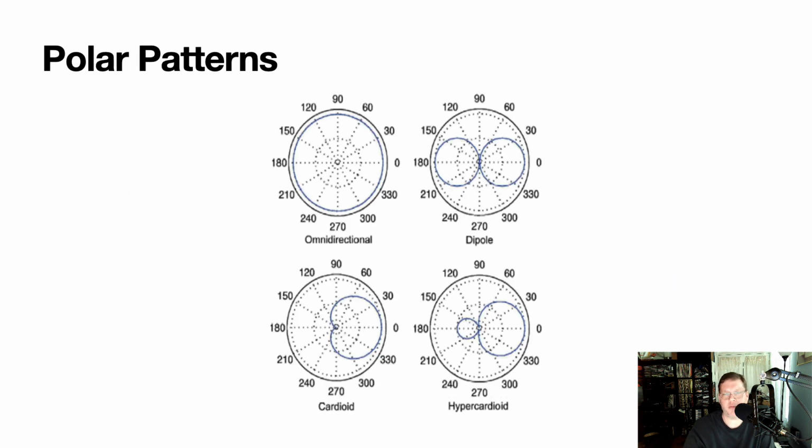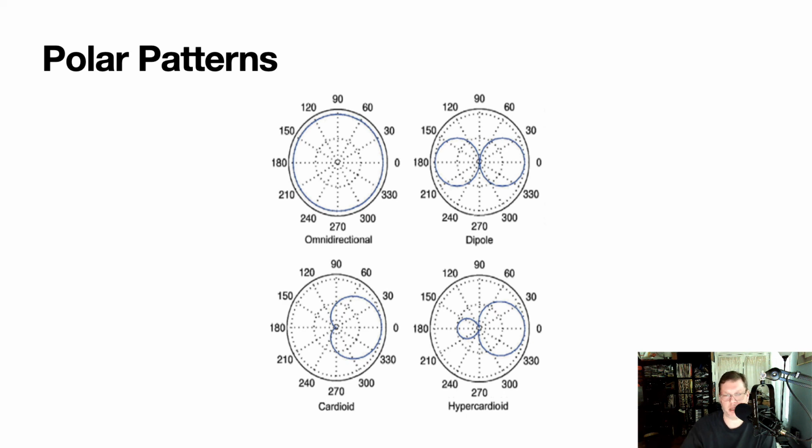Now, every microphone has a polar pattern or a pickup pattern. This is the way the microphone reacts to sound. So if you look in the bottom left, you see the one called cardioid. It's called cardioid because the shape is sort of shaped like a heart. So you see the little blue thing.